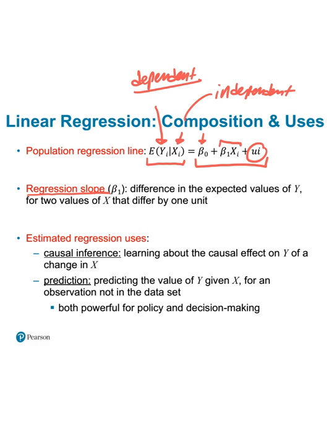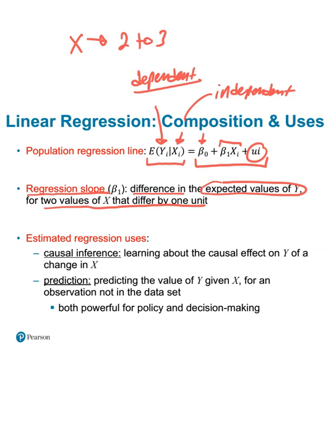Okay, so formally, we can identify beta 1 as the difference in the expected value of y for two values of x that differ by 1 unit. So if x goes from, let's say, 2 to 3, let's say x represents rainfall and we're measuring it in inches, then we might want to identify what is the impact of 1 additional inch in rainfall on crop yield. Right? So beta 1 would give us that information as to the causal impact.